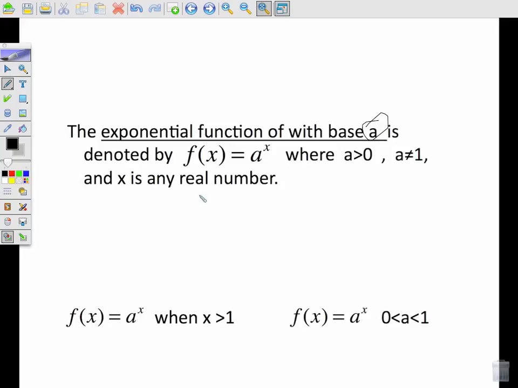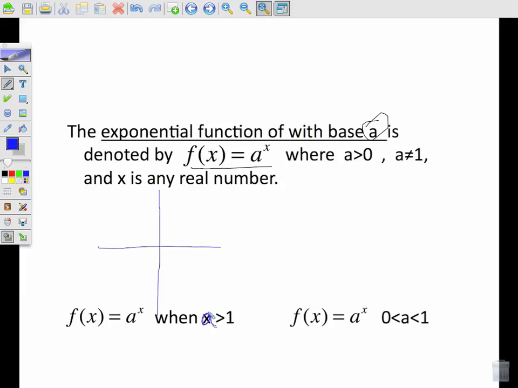f of x equals a to the x, where a is greater than 0 and a cannot equal 1, and x is any real number. So there are just some guidelines as far as what your base can be and what your exponent can be. Let's look at when a is greater than 1. Excuse me, this should be when a is greater than 1.